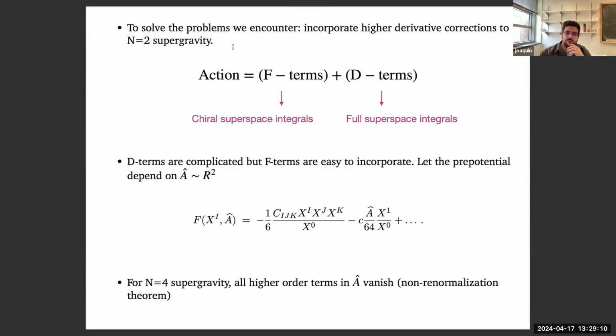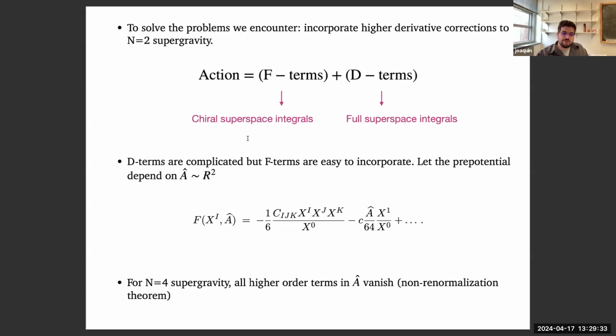Okay, to resolve the problems, we incorporate higher derivative corrections. And here we will make one important assumption: that higher derivative corrections come in two flavors. You have F terms and D terms. We will assume that D terms are zero on supersymmetric configurations. This was verified in some specific cases. There is no general proof, but I think it's very reasonable.